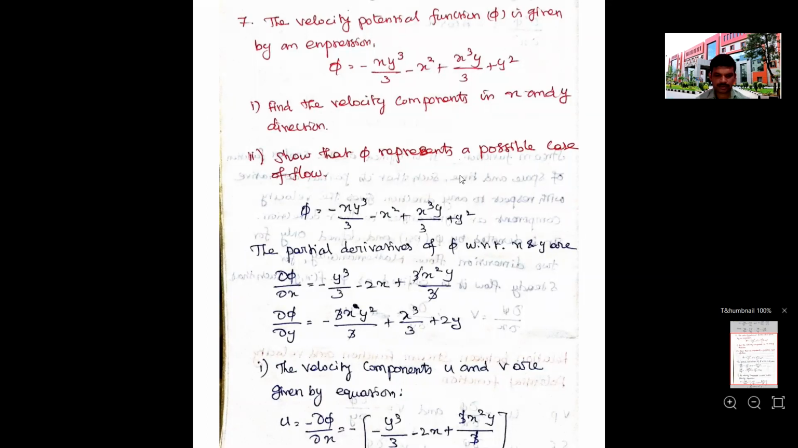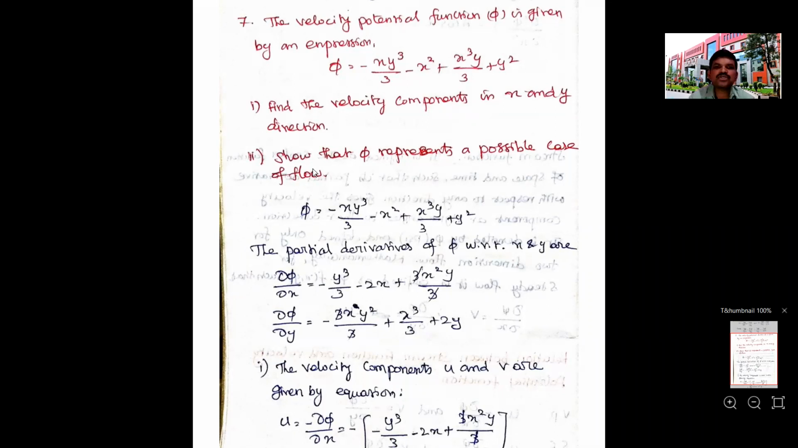In this next problem, I read the question. The velocity potential function phi is given by the expression phi equals minus xy cube divided by 3 minus x square plus x cube y divided by 3 plus y square. Here they asked 2 questions. The first question is to find the velocity components in the x and y direction, that is u and v.